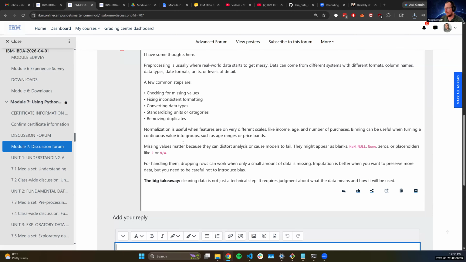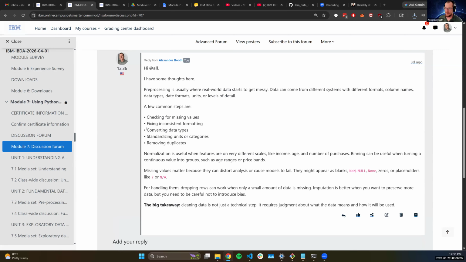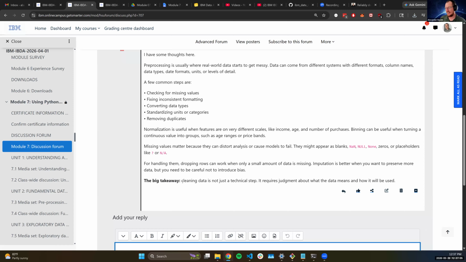So yeah, I put my own thoughts in here. Like again, what are the basic things that I look at? Null values, inconsistent formatting, data types, standardizing, and dropping duplicates and stuff. And yeah, cleaning data isn't just a rote technical step. It does require judgment and domain expertise into where the data is coming from and how the data is going to be used and what it means, actually.